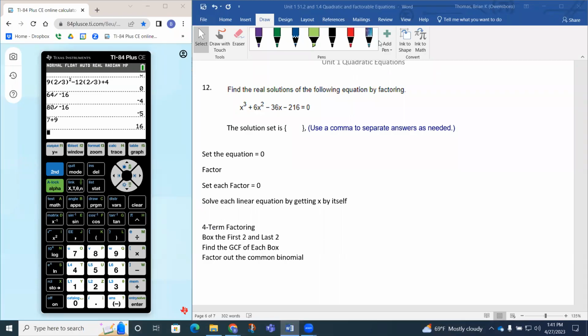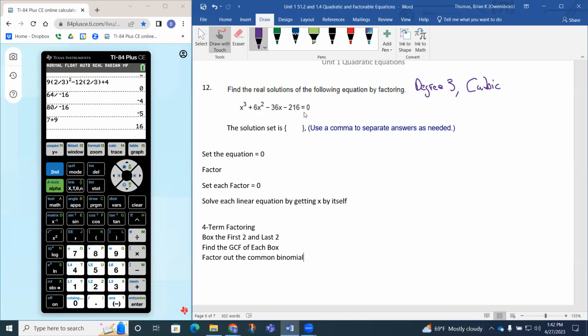Question 12 says, find the real solutions of the following equation by factoring again. So again, notice how this is a degree 3 function. And we call it a degree 3 equation. We're going to call this a cubic equation as well. So a cubic equation can have up to 3 solutions.